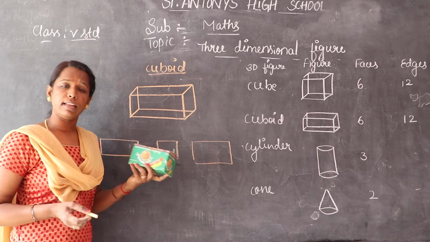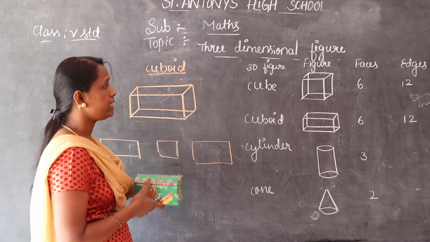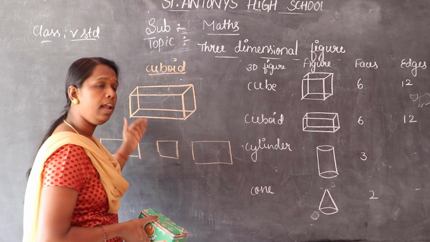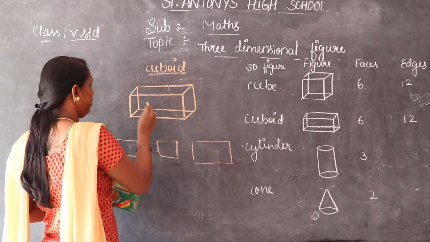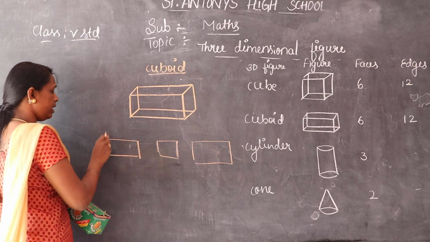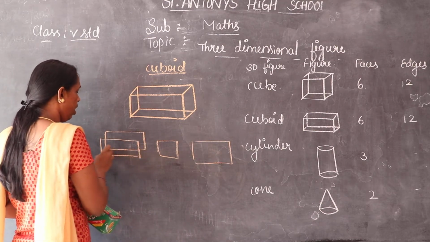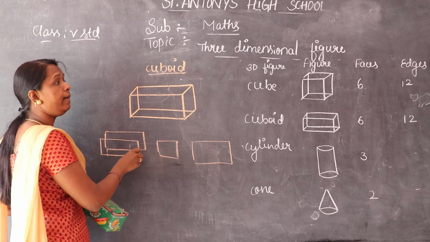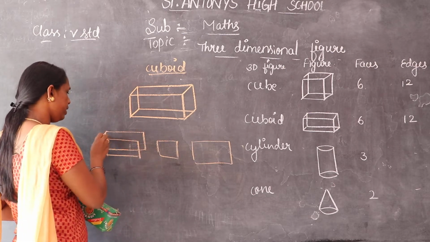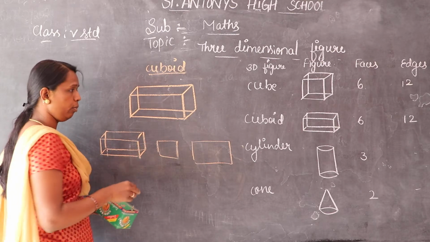How many faces are there in a cuboid? 6 faces. Edges are 12 and then vertices are 8. Okay. We can see this in the figure also. How to write? 1, 2, 3, 4, 5, 6, 7, 8 are the vertices. When we join these, we will get a cuboid.